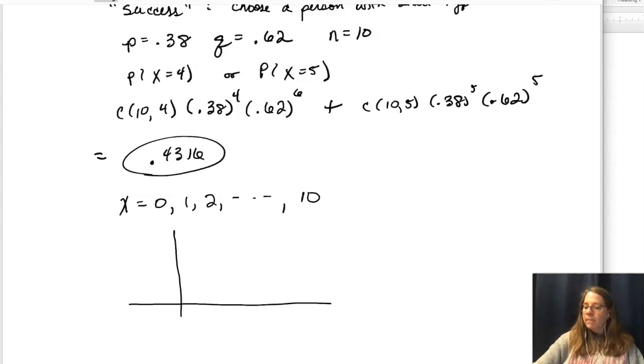Now remember, your probability of success is 0.38. That number is closer to 0 than it is to 1. I expect to see more failures than I do successes. X is measuring or counting the number of successes. If I expect to see more failures, that means I expect taller bars in the beginning.